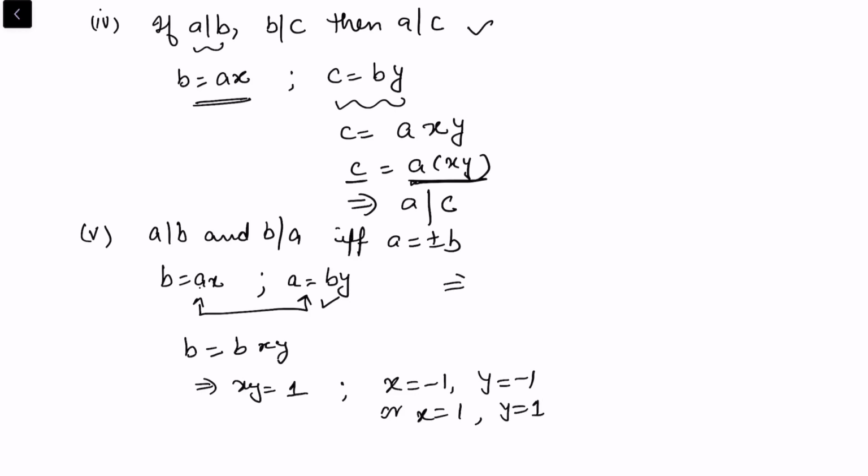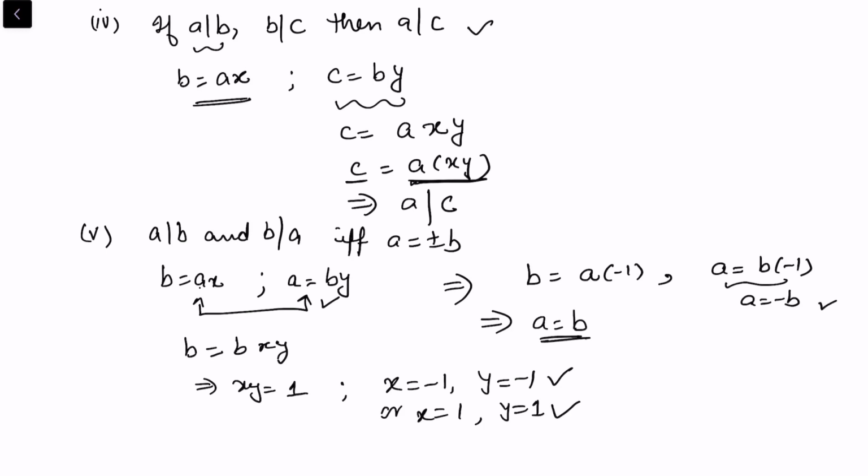In this case, when this expression holds, we can say that B is equal to A times minus 1, and here A is equal to B times minus 1. So that is for the first case. So when A is equal to minus B, this is the first possibility, and in the second case we can say that A is equal to B. So both expressions come. So if this is holding, then A divides B and B divides A.